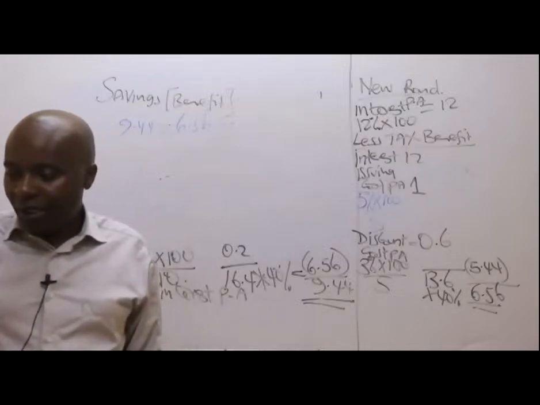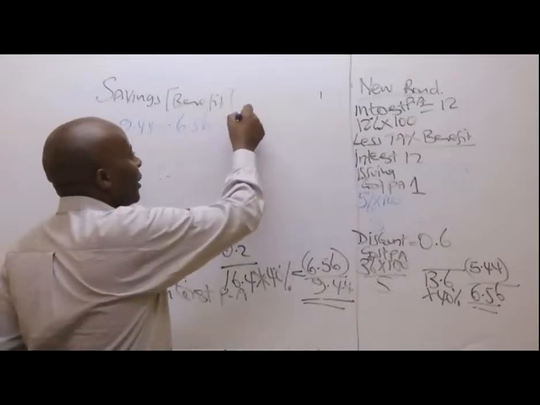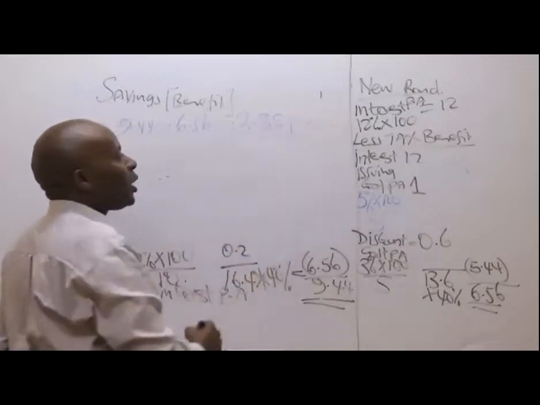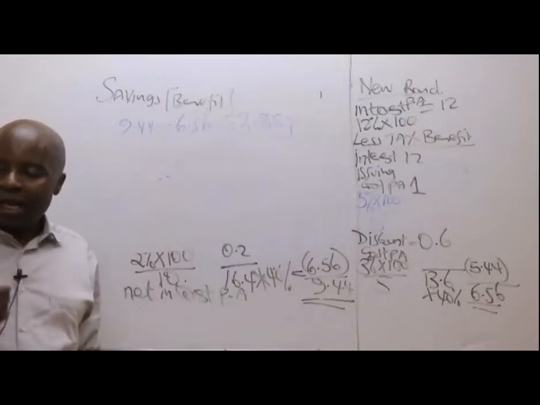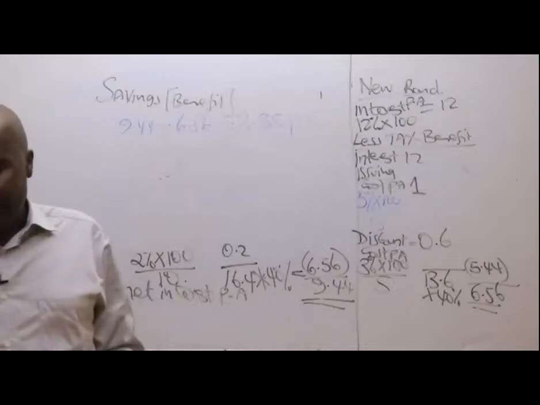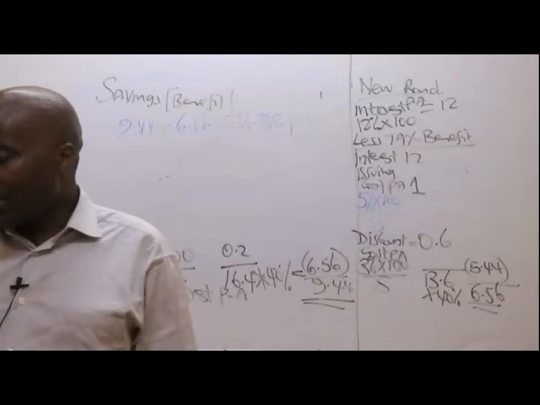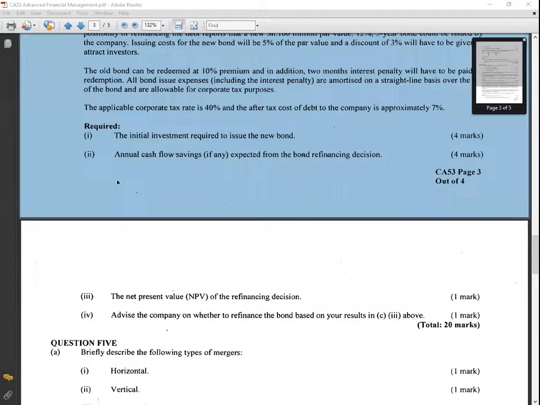Carol tells me that the net benefit will be 2.88. Now I want you to listen to me well. This 2.88 is per annum, a benefit on an annual basis. And that is why you are seeing in Roman 3 that they're asking you to calculate the net present value of the refinancing decision, as you shall be seeing later on.